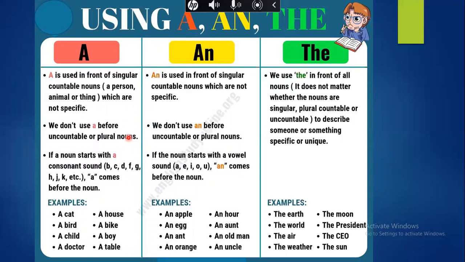Well, an always comes in front of nouns which have vowel sounds like A, E, I, O, U, like an apple, an aunt, an old man, an uncle. Well, in the case of a, we will have a cat, a bird, a child, a doctor. Well, as we have discussed, the comes with unique and specific things, which would be the world, the air, the weather.